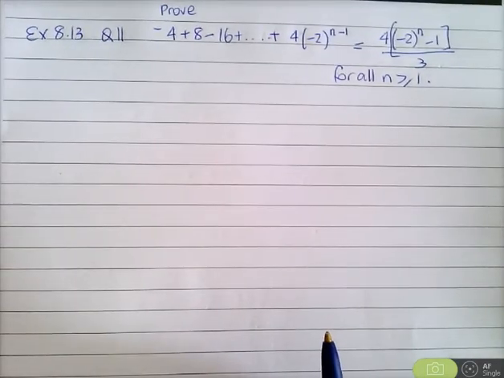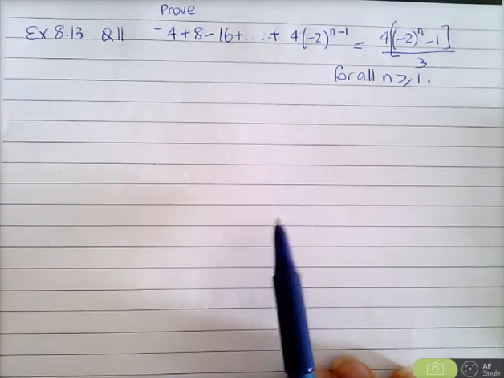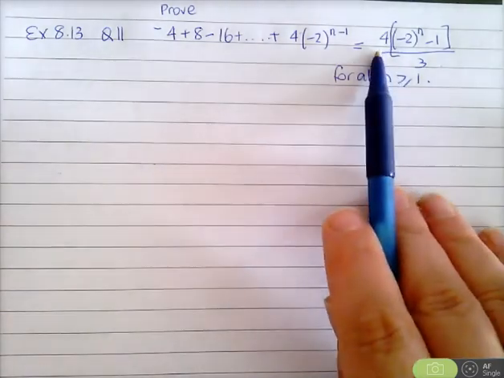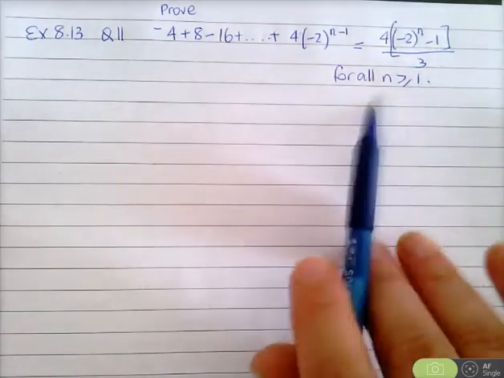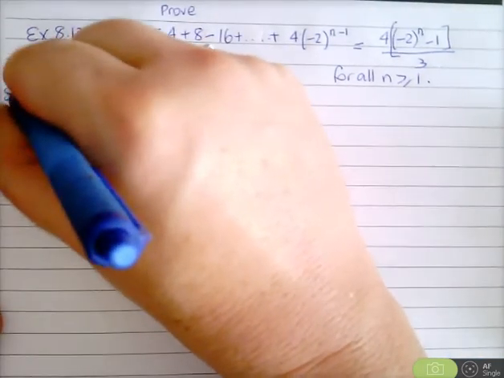Okay, so this is homework problems from exercise 8.13. The first one's question 11. Prove that negative 4 plus 8 minus 16 plus ... plus 4 times negative 2 to the power of n minus 1 equals 4 bracket negative 2 to the power of n minus 1 bracket over 3 for all n greater than or equal to 1. You can do your step 1, step 2, starting of step 3.